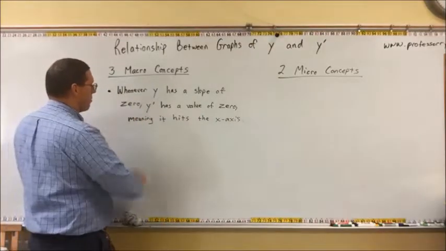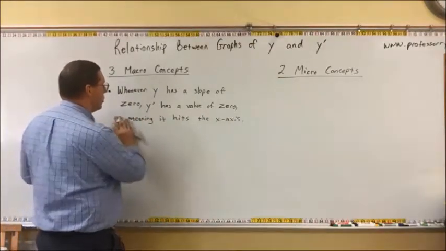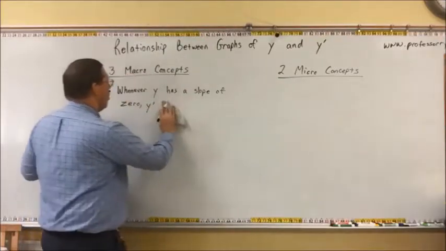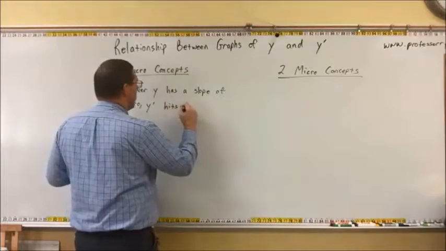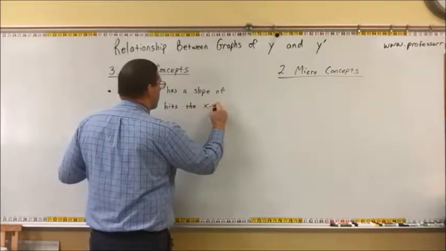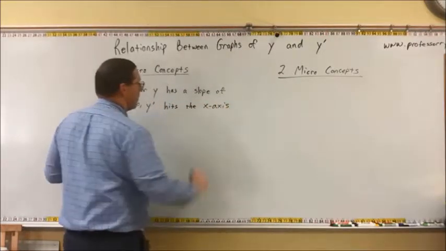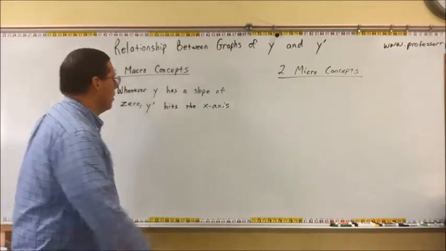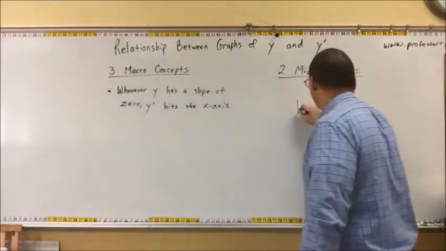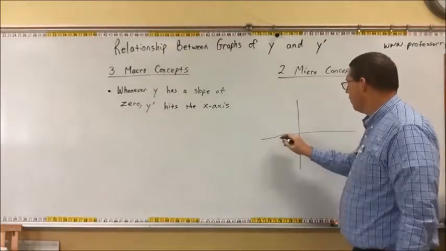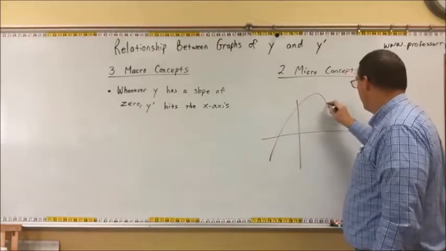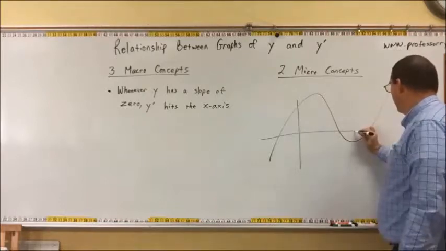And so I'm going to clean up this macro concept. This is the way I'm saying it first, but now basically what I'm just going to say is whenever y has a slope of 0, y prime hits the x-axis. Okay? Let me show you what that would look like. Let's say I have a graph over here. Let's say that this is the graph of the original function. Again, I'll do a cubic function here.